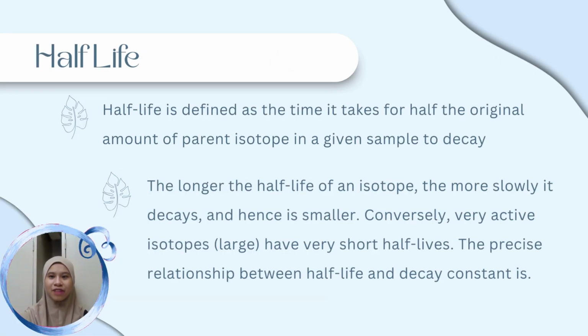Half-life. Half-life is defined as the time it takes for half the original amount of parent isotope in a given sample to decay. The longer the half-life of an isotope, the more slowly it decays and hence the decay constant is smaller. Conversely, very active isotopes have very short half-lives. This is the precise relationship between half-life and decay constant.